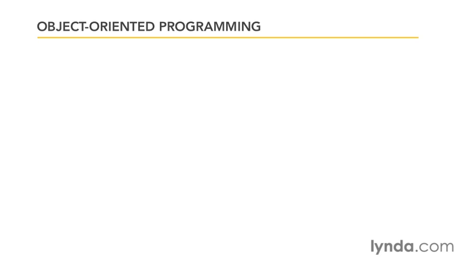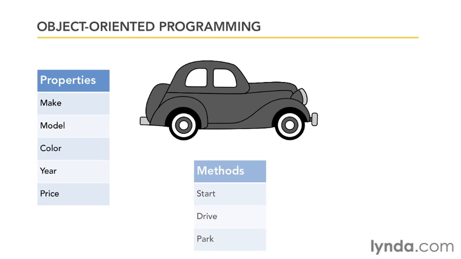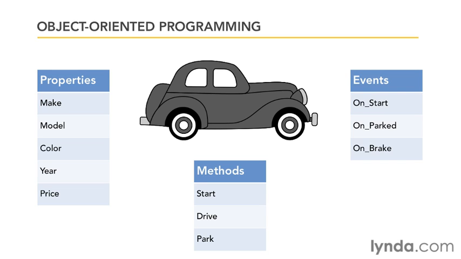Object-oriented programming, by contrast, focuses on the objects involved in a calculation. As an example, think of a car. You can describe the car, specify actions you can perform with the car, and enumerate things that can happen to the car. These three types of characteristics form the backbone of object-oriented programming.